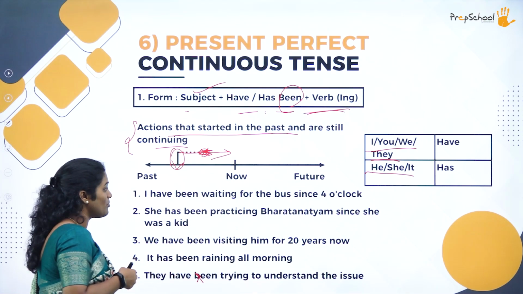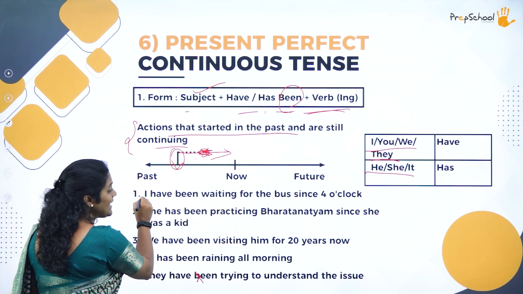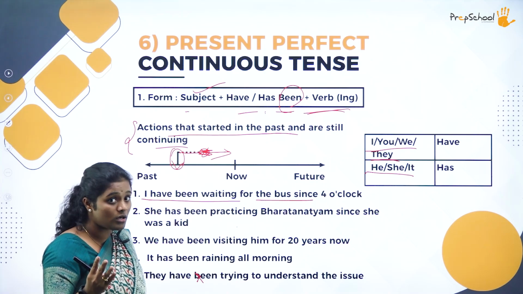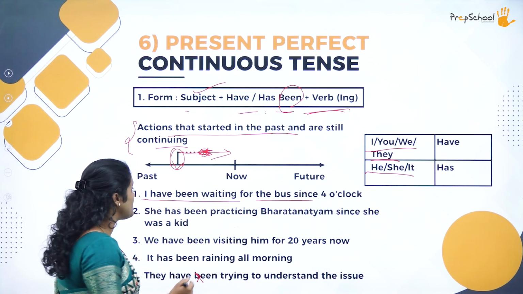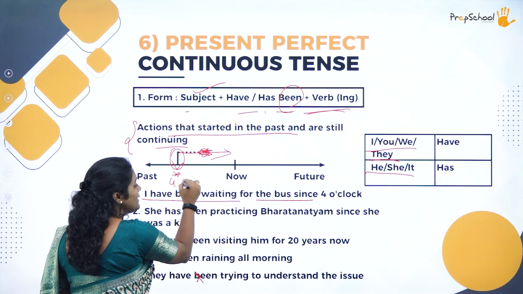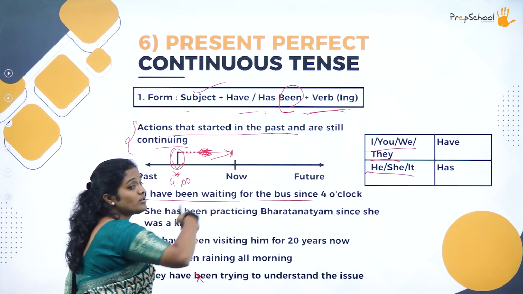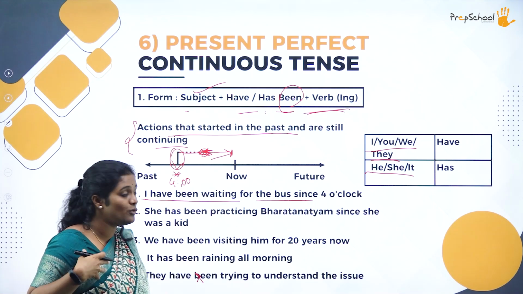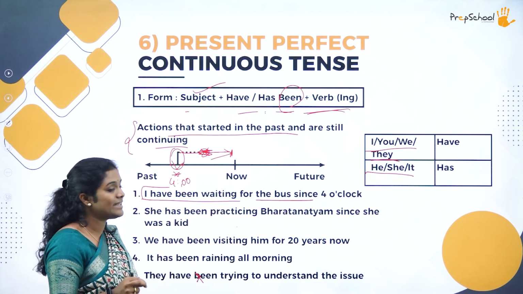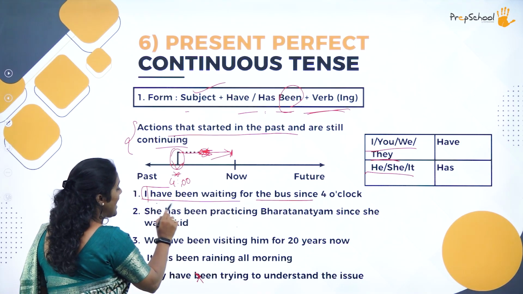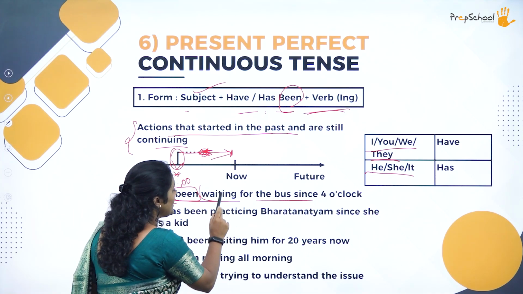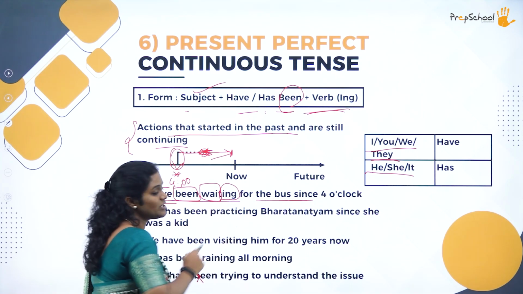Let's look at a couple of examples to understand it better. I have been waiting for the bus since 4 o'clock. So, which means that the person has started waiting over here at 4 o'clock and probably is still waiting for the doctor to come. The doctor hasn't arrived yet. I don't know what sort of doctor he or she is now. Then I have been waiting. I is there, subject is there, have been. You see been being used over here, and wait is the verb plus ing.